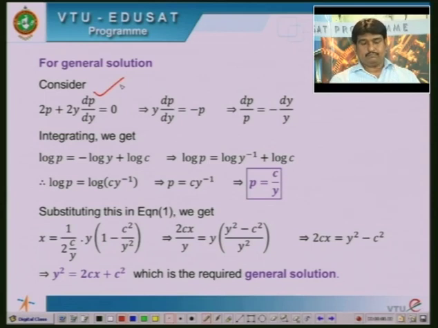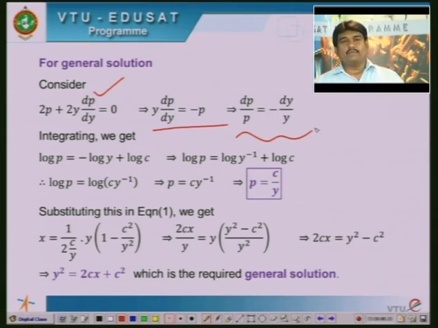Simplify this, it's y dp by dy equals minus p. Separate the variables to get dp by p equals minus dy by y. Now integrate it, it is in variable separable form. Integration of 1 by p is log p, minus integration of 1 by y is log y, plus some arbitrary constant. For simplicity, we have taken it as log c.